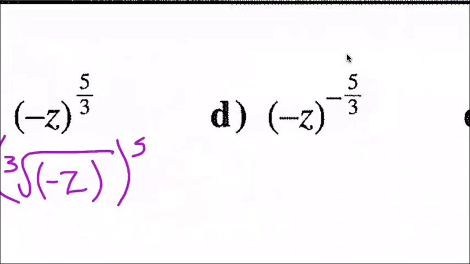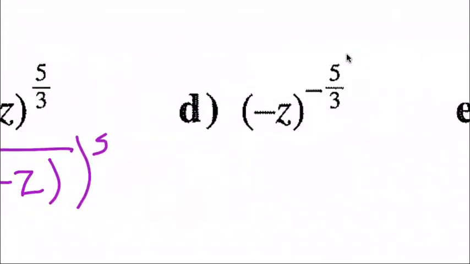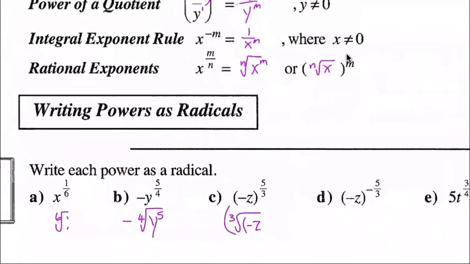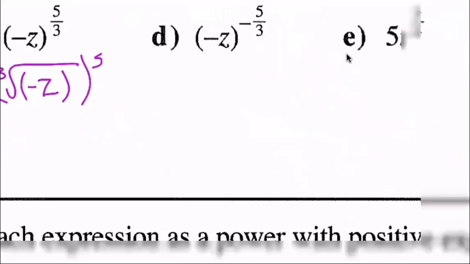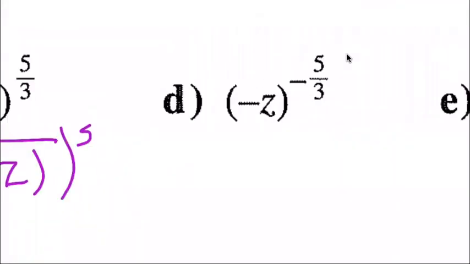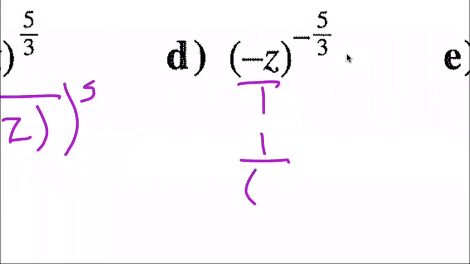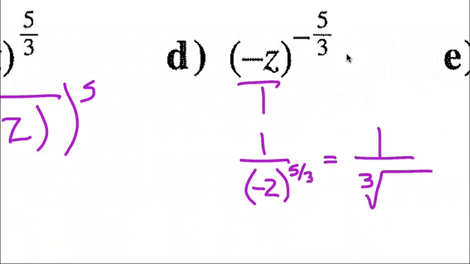In D, negative z to the negative 5 over 3. So that's our negative exponent rule right here, integral exponent rule. So because this is z over 1, I'm going to flip it. And the exponent on this becomes positive 5 over 3, which is 1 over the cube root of negative z in brackets, that's a z, all raised to the power of 5.